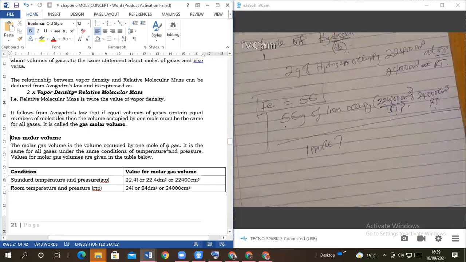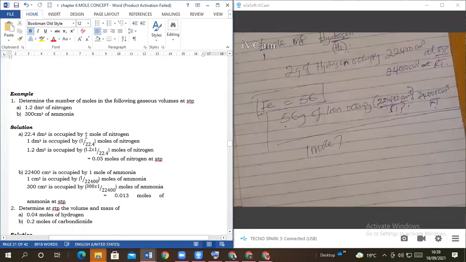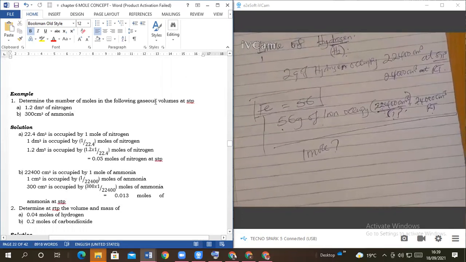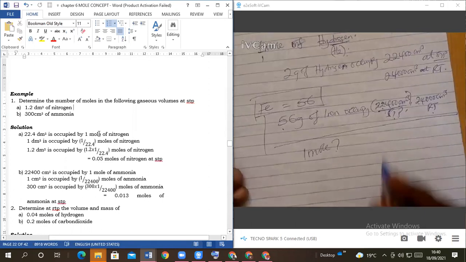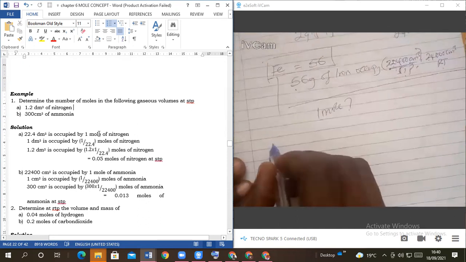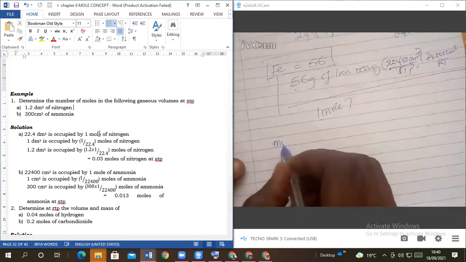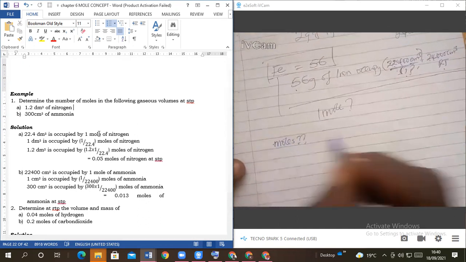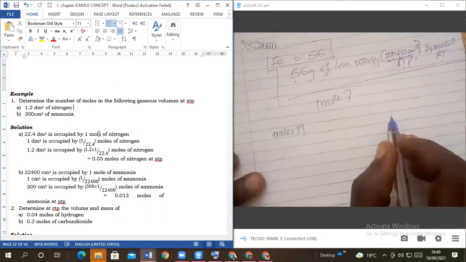Let's look at examples. That's when you'll understand. Determine the number of moles in the following gaseous volumes at STP. 1.2 decimeters cubed of nitrogen. They want the number of what? The number of moles, isn't it? Yes?